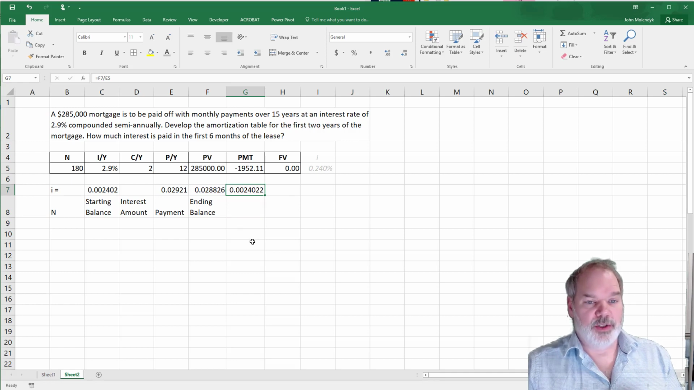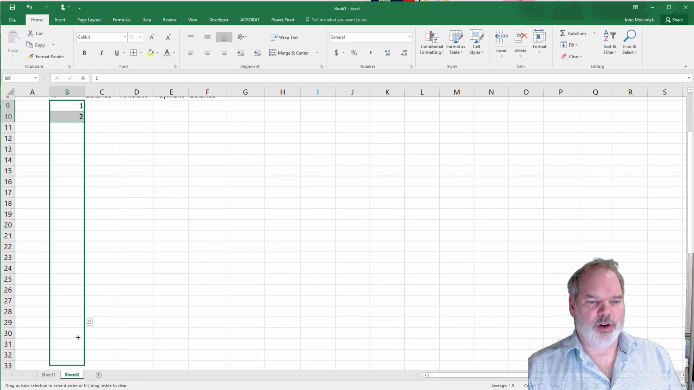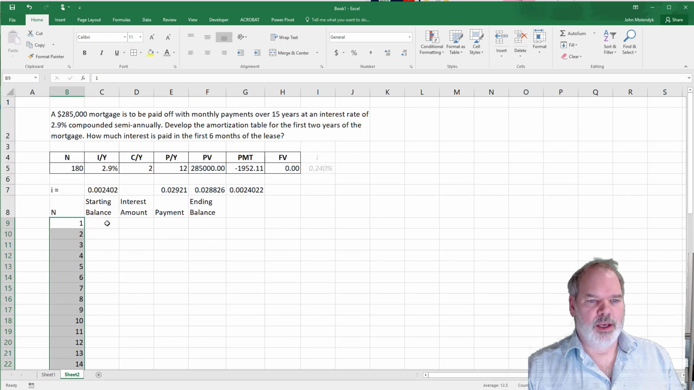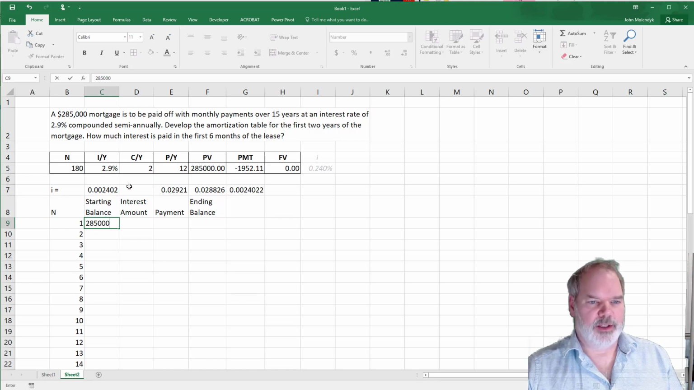All right, so now we're set up to do the amortization table. We're going to do the same thing as we did before. We have payment 1, we have payment 2. We're not going to do all 15 years, or 180 lines, but just the first 2 years. Monthly, that's going to be 24, so we're going to drag this down to 24. For the starting balance, we had a $285,000 balance, so our present value, $285,000.